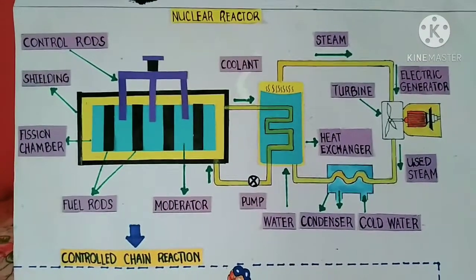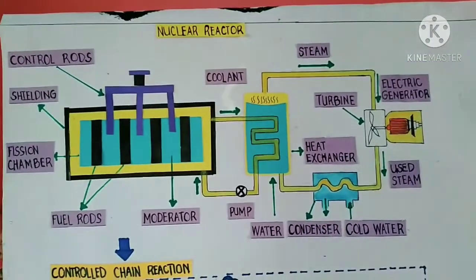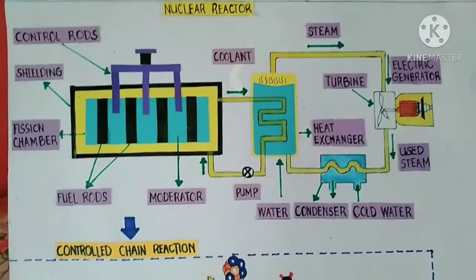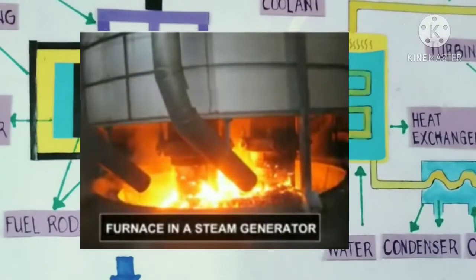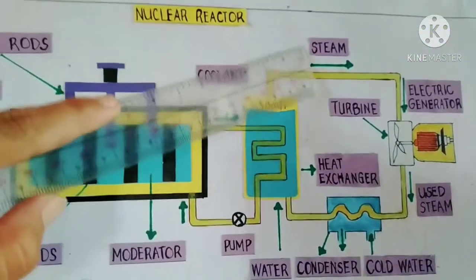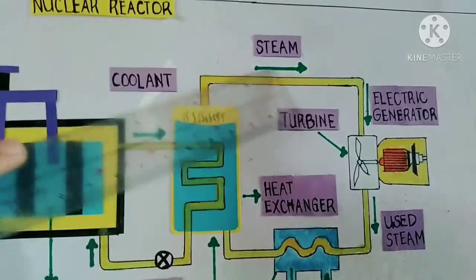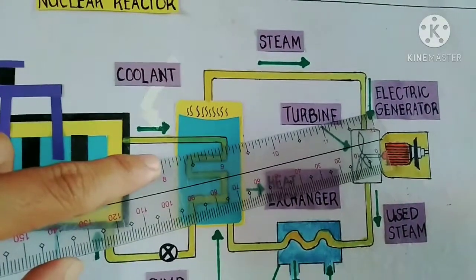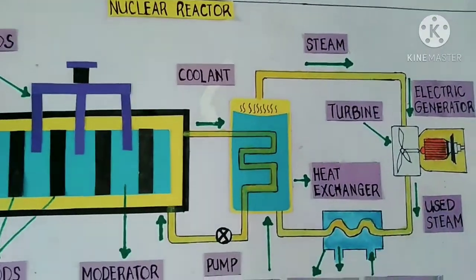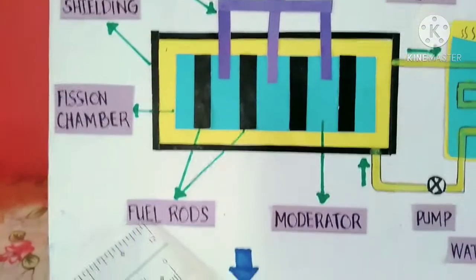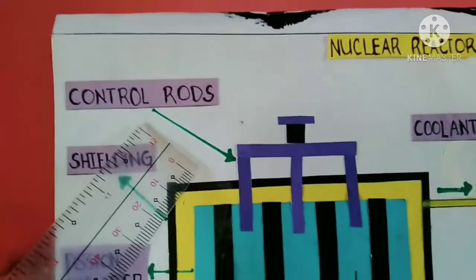A nuclear reactor is the source of intense heat, which is in turn used for generation of power in nuclear power stations. Its mechanism is similar to that of a furnace of a steam generator. The steam is used to drive the turbines of the electric generator system. So, the nuclear reactor consists of three crucial components: the fuel rods or fuel elements, the moderator, and the control rods.